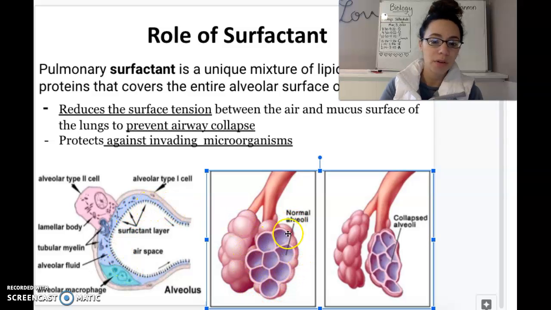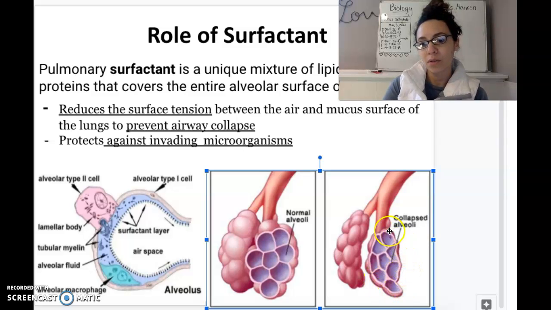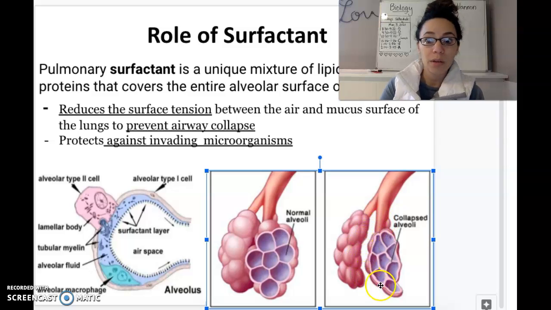So we have normal alveoli here, covered in surfactant. When there's not a lot of surfactant, these alveoli can actually collapse. And you can imagine if they're collapsing, they're probably not functioning very well. This is actually one thing that happens with COVID, is that it attacks the cells that make the surfactant. So this is kind of what's causing patients who have severe symptoms to not be able to breathe very well, because their alveoli are actually collapsing due to the lack of surfactant. Fun fact.